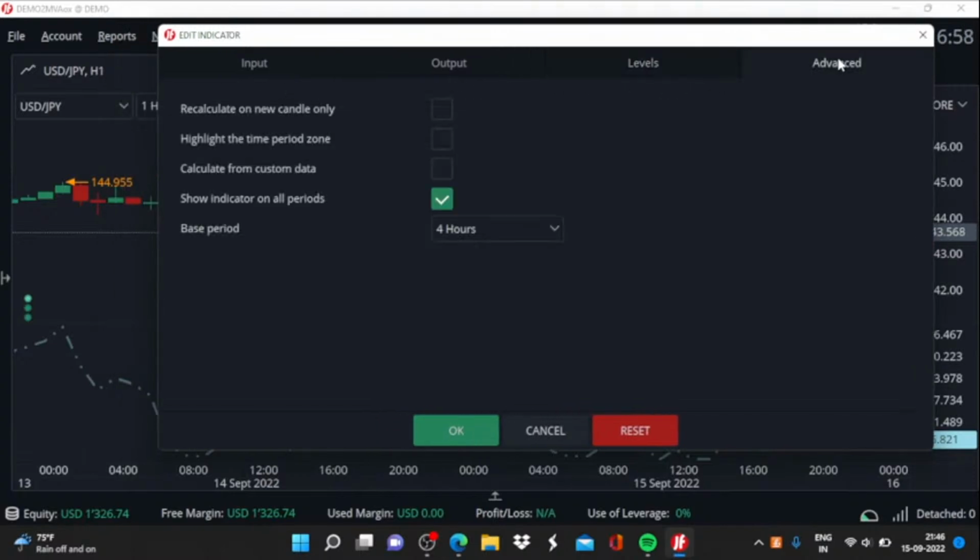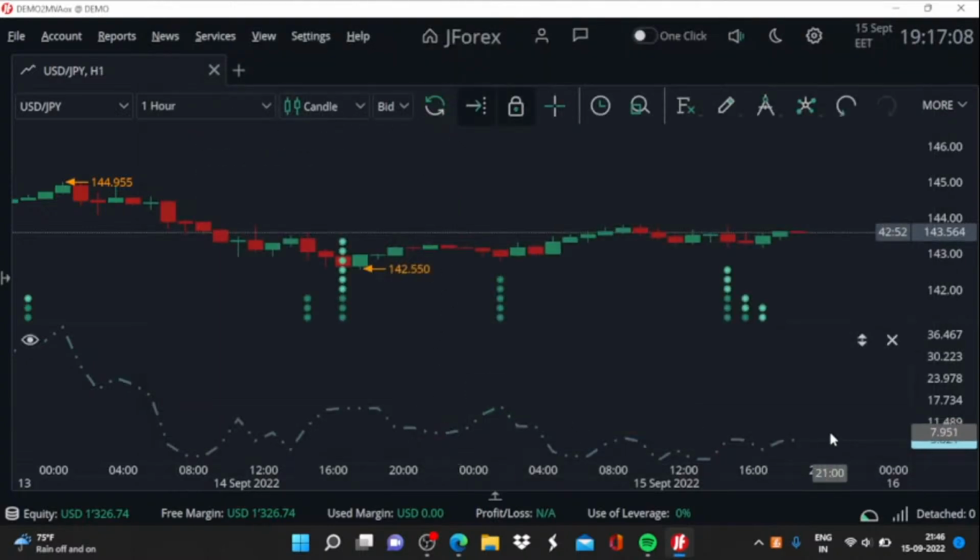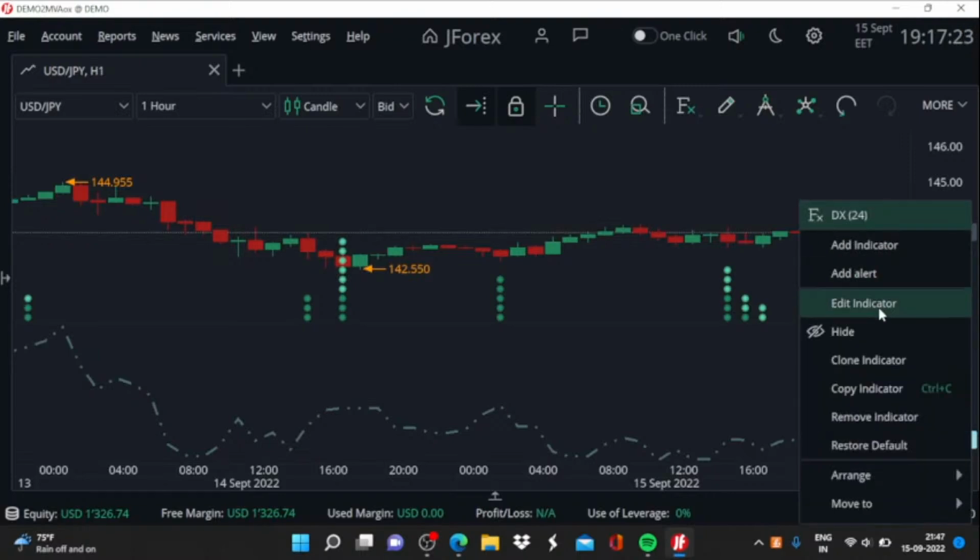Coming to the advanced editing options, if you want the output for the current period to remain constant throughout the current candle, then you have to opt in for this, and then this output value will be locked throughout the current candle period, and only when a new candle is plotted, a new value will appear, which will then remain constant throughout that candle period. All right.